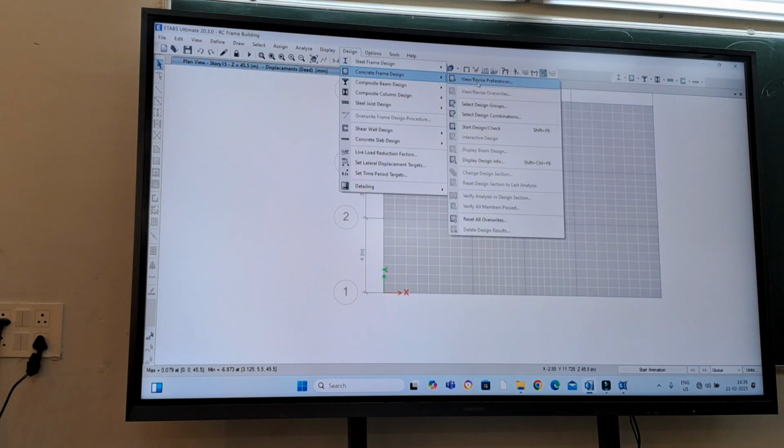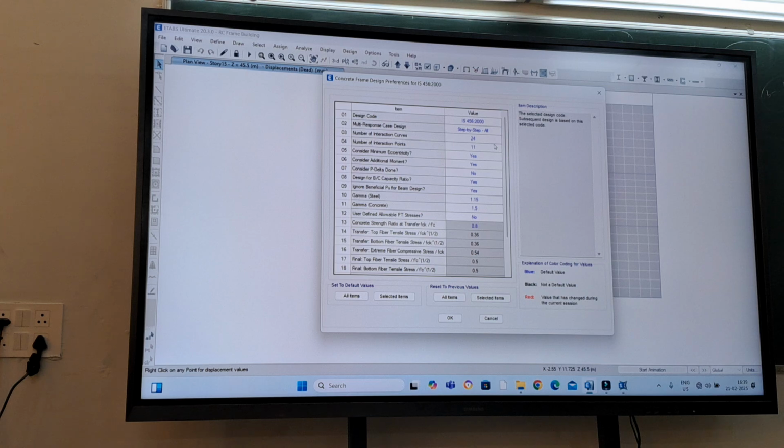When you are going for designing, first you have to check whether the code is proper or not. Here you need to use IS 456:2000, that is fine. Then the number of interaction curves is 24. This is related to that angle we have discussed. If you divide 360 by 24, you will see at what angle those interaction curves are plotted here. Maybe 15 degrees, I'm not sure, just check. Then number of interaction points means how many axial force levels are considered.